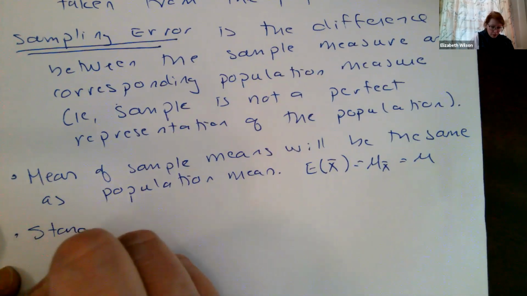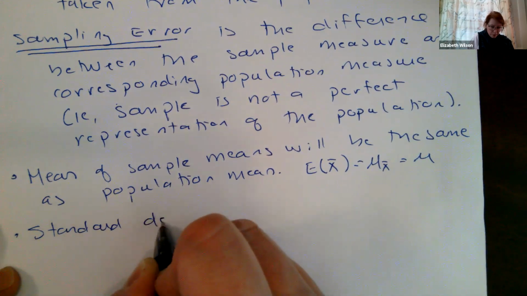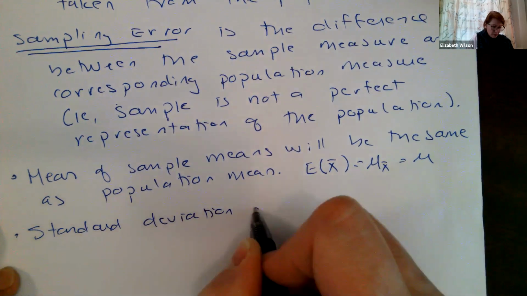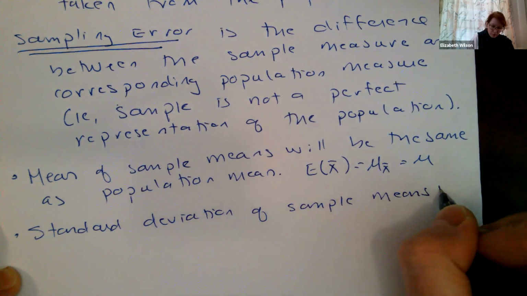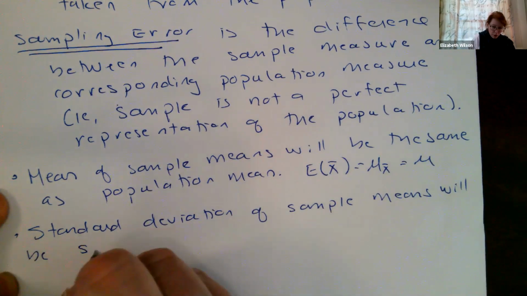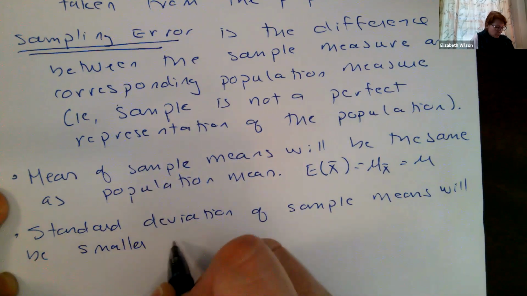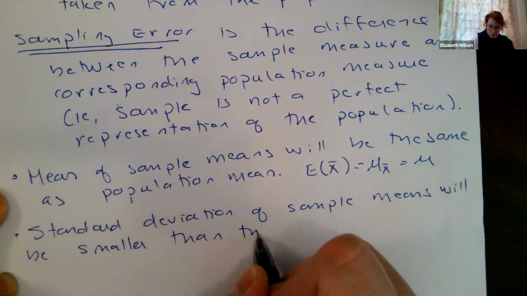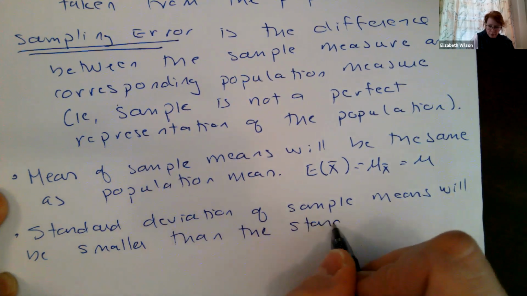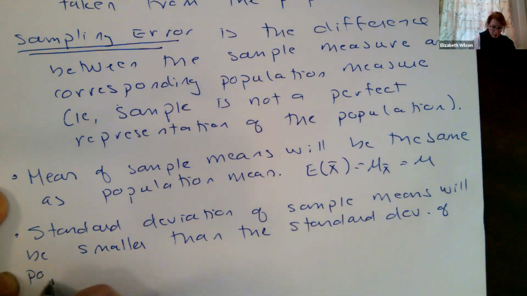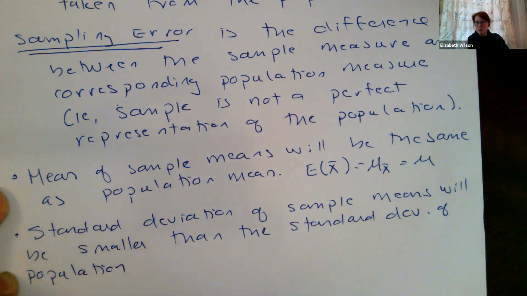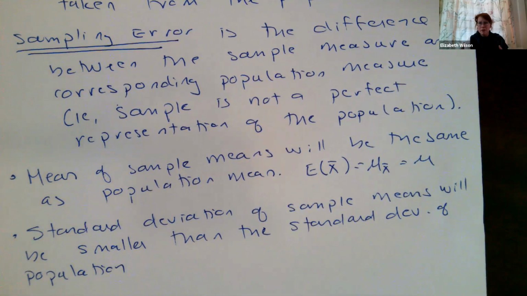The standard deviation of the sample means will be smaller than the standard deviation of the population. I have a smaller sample size that I'm working with, right? So probably there's less variance when I'm working with a smaller population size. So my standard deviation of the sample is going to be smaller than that.